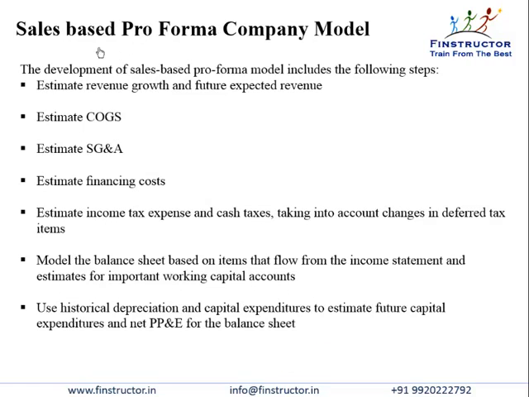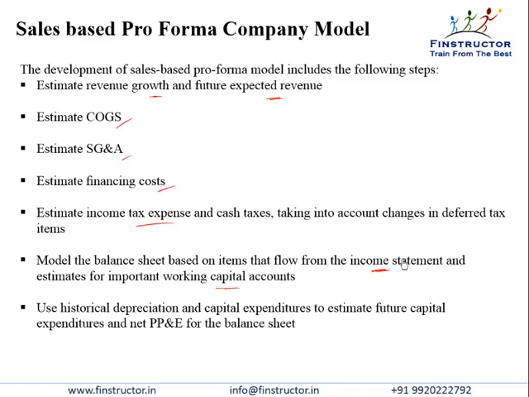Finally, with the understanding of all the factors that we studied, we will be able to project a pro forma company model, that is a pro forma income statement, balance sheet and cash flow statement. So first, estimate the revenue growth and the expected revenue. Cost of goods sold would normally be a percentage of the revenue. Forecast the SG&A, the financing costs and the tax expense as we just discussed. Model the balance sheet on the items that flow from the income statement, and the estimates for the important working capital accounts that will normally be a percentage of the sales.